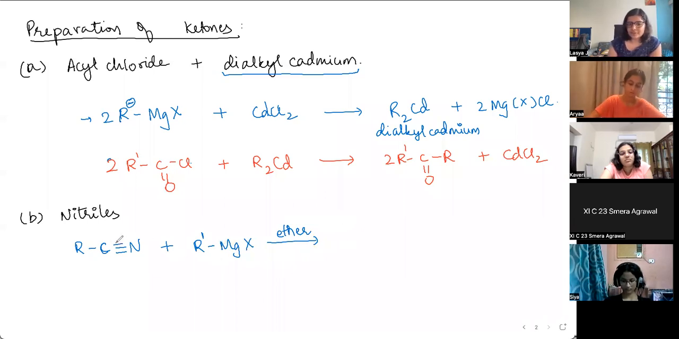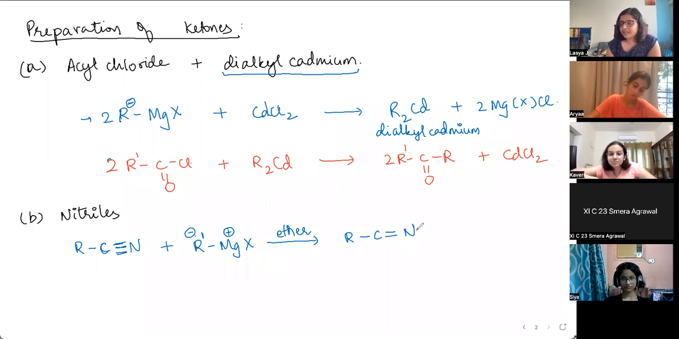So in the triple bond, one bond breaks, then you have R minus and Mg is always electropositive. This will have a positive charge, this will have a negative charge. Now, what will get attached to what? So you have R-C, the triple bond breaks into a double bond, and the Grignard reagent is added to carbon and nitrogen. So which part is added to carbon? Which part is added to nitrogen?